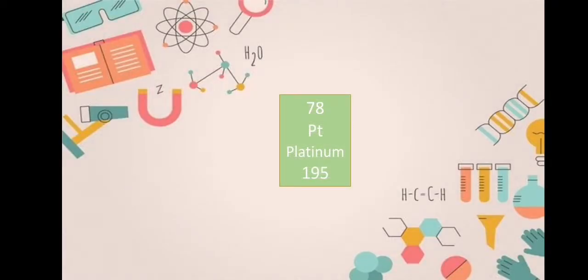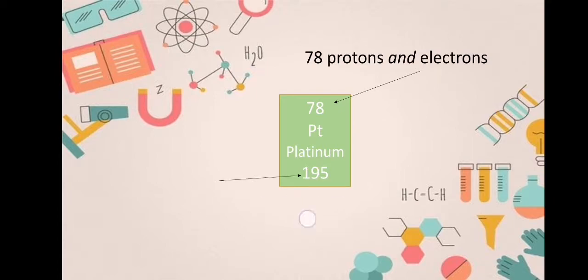My next example is platinum. The atomic number is 78, so straight away we know that there are 78 protons and electrons. The mass number is 195, minus 78 is 117, so there are 117 neutrons in platinum.